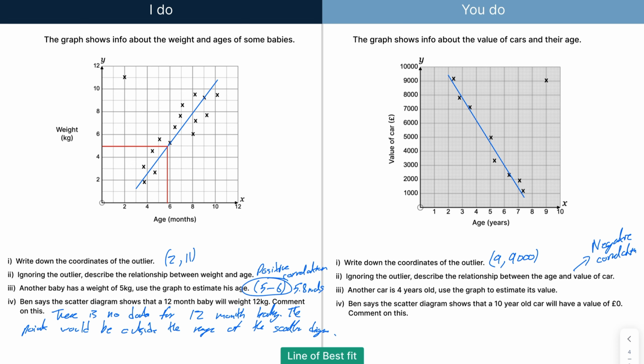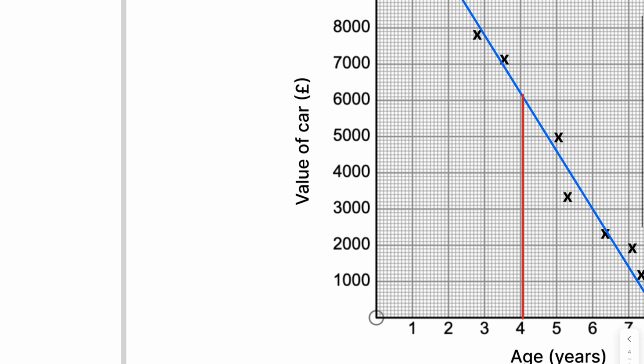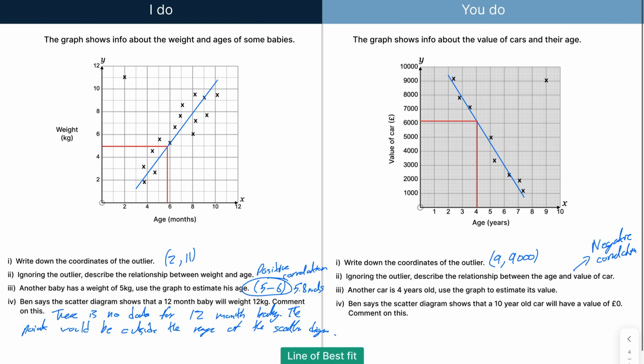Now it's saying a 4-year-old car. And we're still there if I just zoom in. So I'd say that's about 6,200. And again, the mark scheme will have a range. So the mark scheme will probably accept anything from 5,800 all the way to like 6,400. So as long as your answer's in that range, you'll be fine.